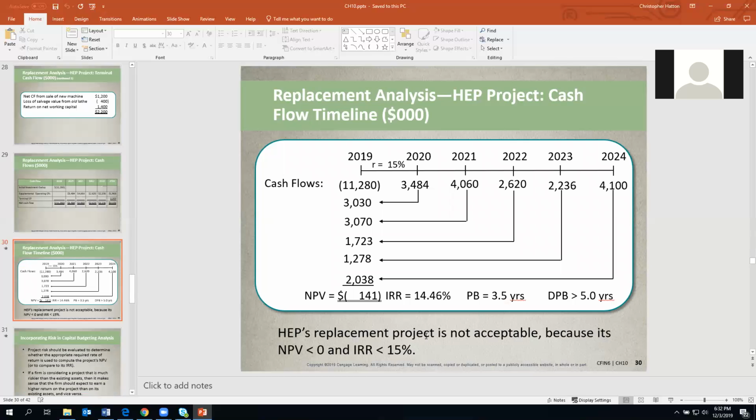So HEP's replacement project is not acceptable because net present value is less than 0, which is right here. And IRR is less than 15%, 14.46. So the payback period is going to be greater than the useful life. And that's when we say we don't want that because we're still paying on something that we can't use anymore, then our bottom line is going to go down.